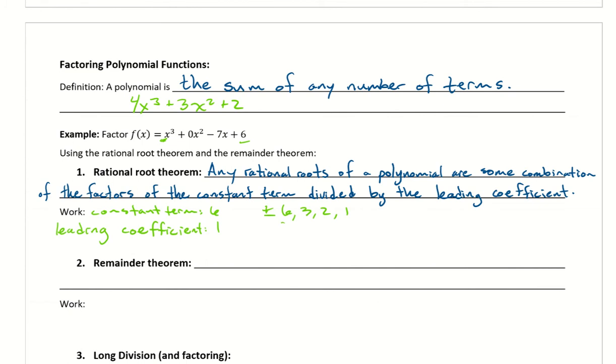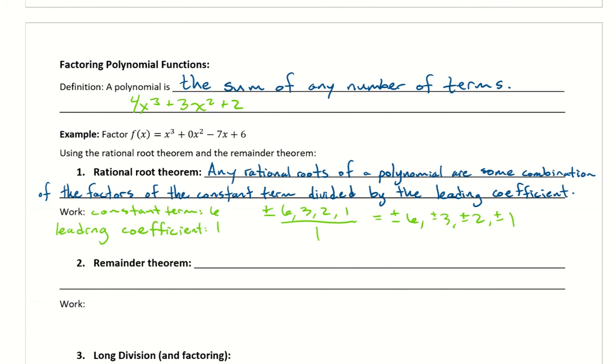Can't forget that. Divided by the leading coefficient, which in this case is just 1, which is really nice and tidy, because we can get rid of that, so it's not even going to be a fraction anymore, and we can rewrite these as plus or minus 6, plus or minus 3, plus or minus 2, and plus or minus 1. Those are all our possible factors for this polynomial. It's not all of them. This is a cubic function, right? The degree is 3, which means there's only going to be 3 roots at maximum. But we've narrowed that down from all the numbers to 8 possible numbers.